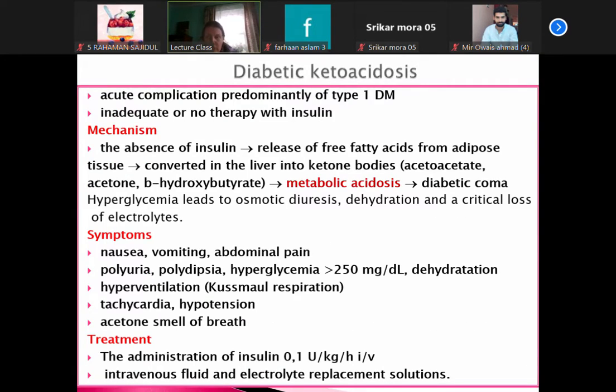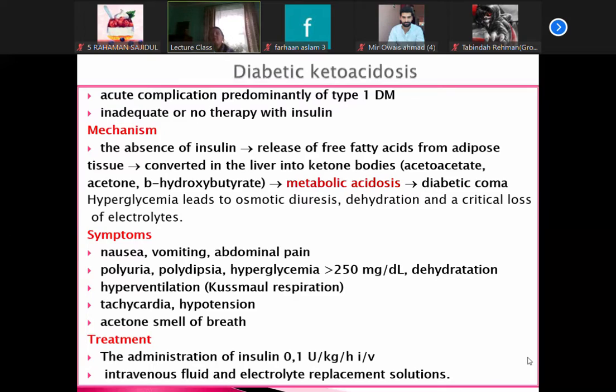The next complication, still an acute complication, is the situation with hyperglycemia, and first is diabetic ketoacidosis. Diabetic ketoacidosis is an acute complication of type 1 diabetes. It usually develops at the beginning of type 1 diabetes, when people's disease has only started and they do not know about it, especially in children and adolescents, especially in small children.